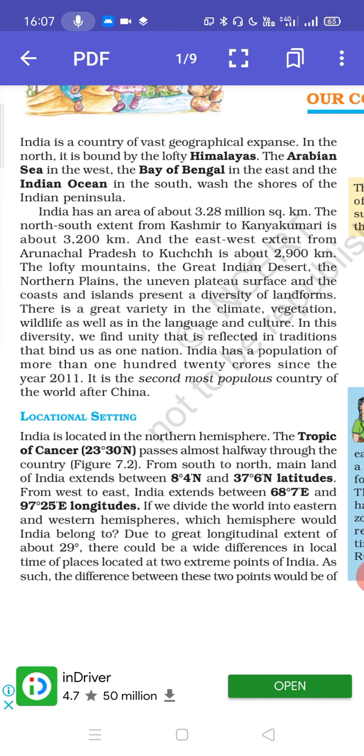India has a population of more than 120 crores since the year 2011. It is the second most populous country of the world after China.